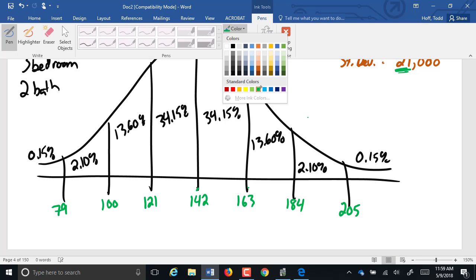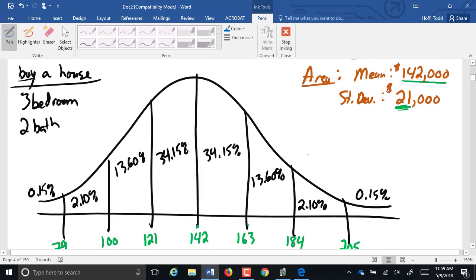So now let's say that you find a house that the asking price is $184,000. And your realtor is telling you, you better put in an offer on this house right now. It's going to sell really quick. It's not going to be around long.